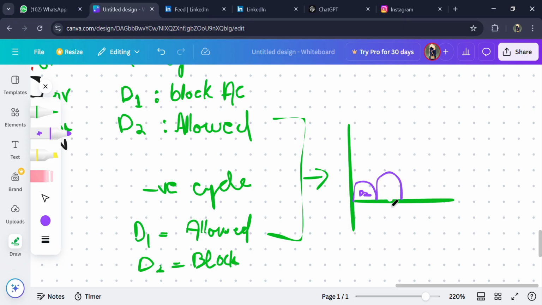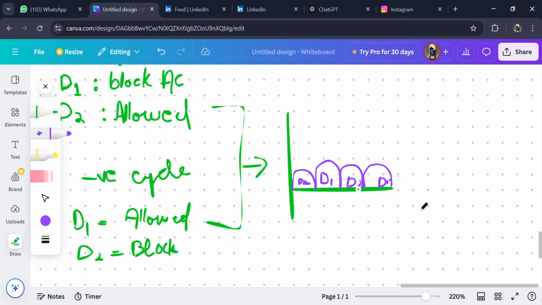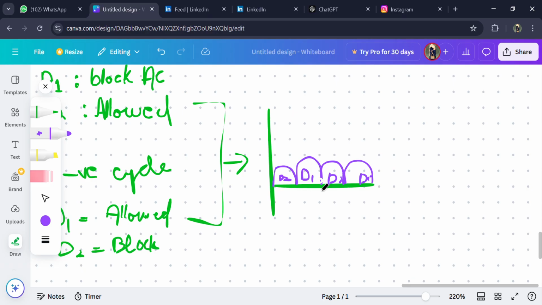In the second, negative cycle, D1 allowed, D2 blocked. In the third cycle, again because of the positive cycle, D2 will allow and D1 will block. So this will continue and make a sort of pulsating DC. And that's the major difference between the half cycle and the full cycle as well. The diagram of the half cycle is something like this. Because it doesn't have two diodes, it only creates one single pulsating wave. However, here we do have two pulsating waves.